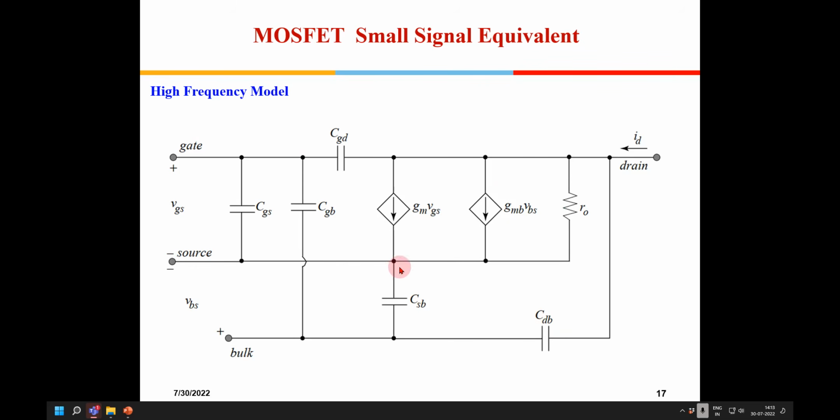Now at high frequencies, there will be some parasitic capacitances. I will talk about these capacitances in my VLSI class, but there will be some gate to source capacitance, gate to drain capacitance, gate to body capacitance, gate to substrate capacitance. So these are the additional capacitances which will come into the circuit. Each of these capacitances we will discuss in detail in our VLSI class. For the time being, just understand there will be some capacitances also, especially from gate to source and gate to drain. These two capacitances are very, very important. They do play a huge role in analog design.